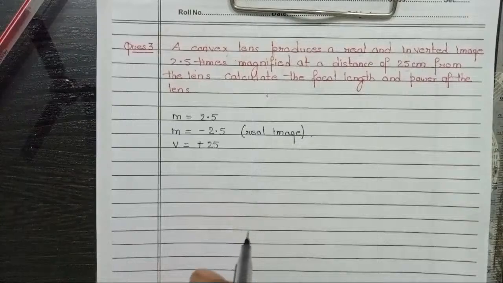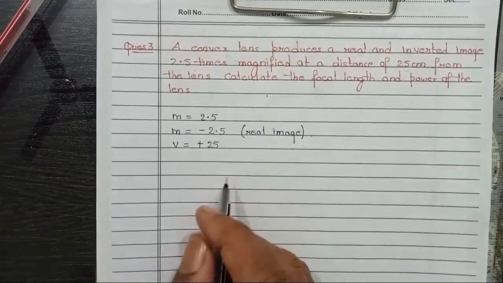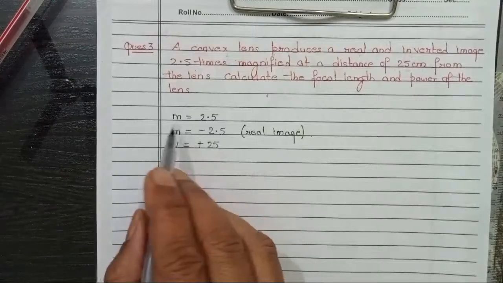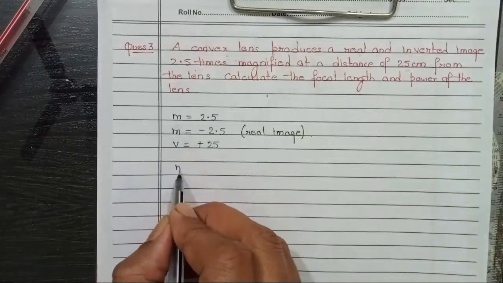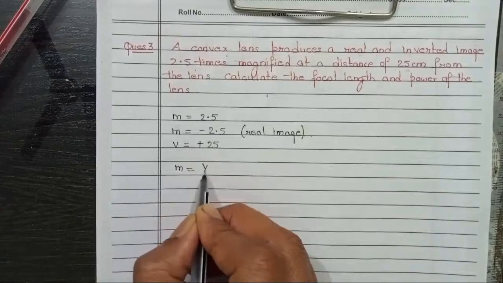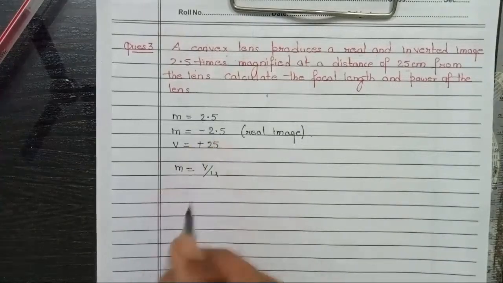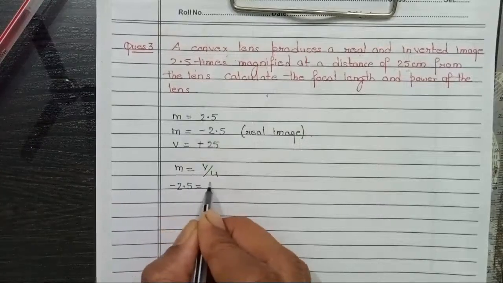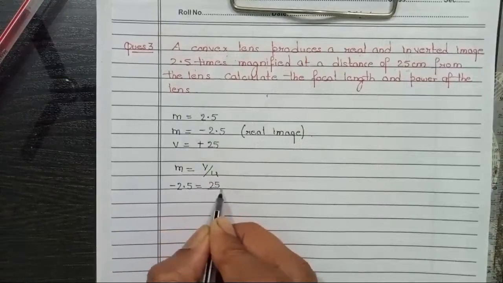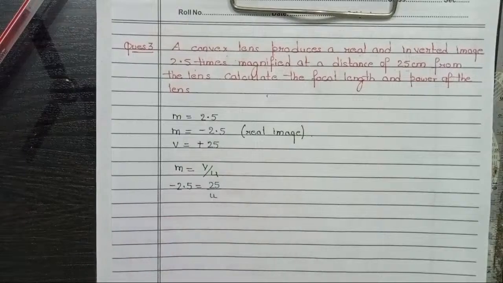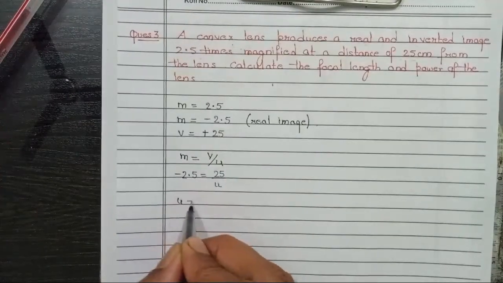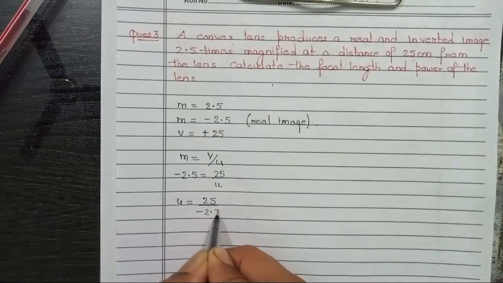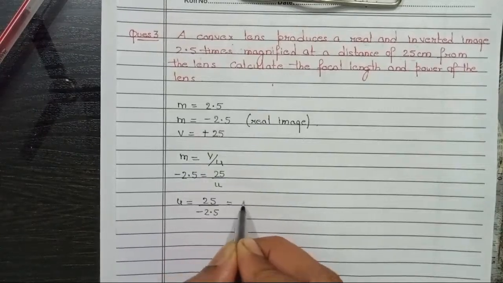Now we will be solving this one. So we will use the magnification formula, V by U. Magnification is negative, minus 2.5. V is 25, so you can get U from here. So U will be 25 divided by minus 2.5. So this will give you minus 10.